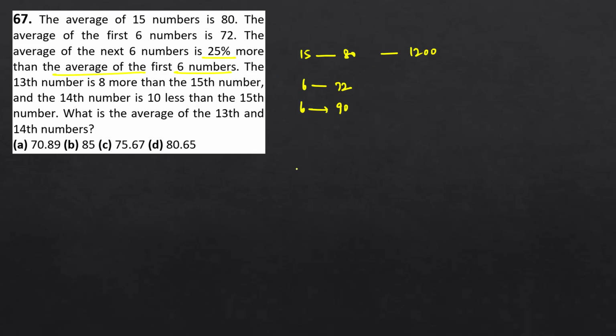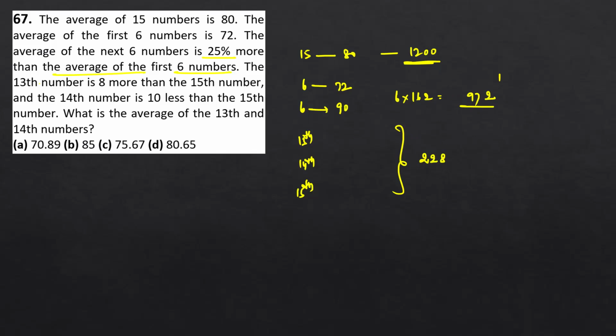So he's talking about the 13th number, 14th number, and 15th number. So this is 6 into 72, 6 into 90. So 6 into 162, it's going to be 972. So the sum of these three numbers that you're going to get is 1200 minus 972. If you subtract, it's going to be 228.